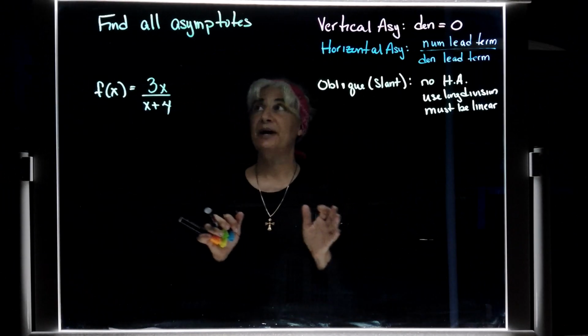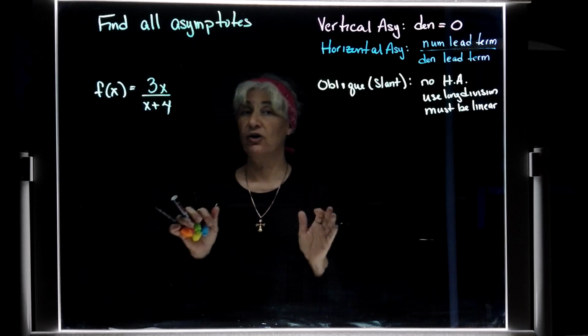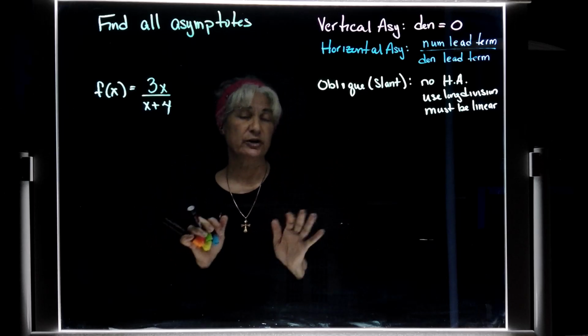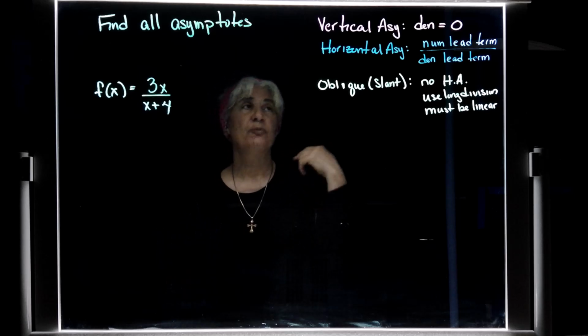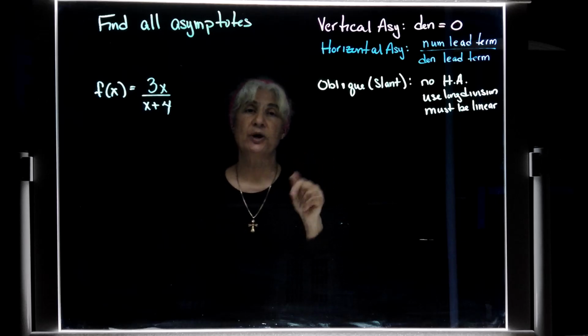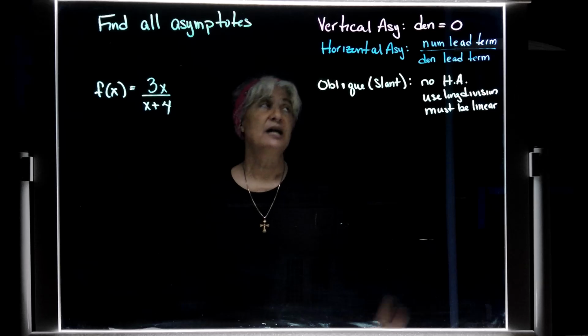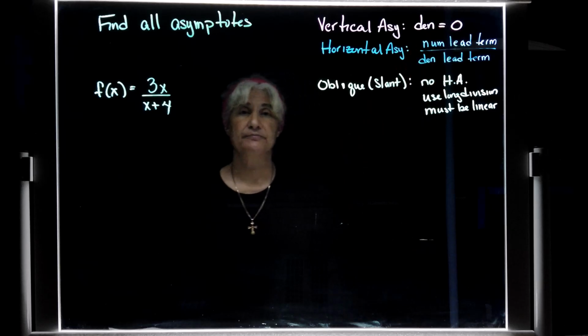So today we're going to talk about finding all asymptotes, any asymptotes. When they say all, they mean any. So very briefly, let's refresh our brains upon the three asymptotes that we look for. The very first one, the most important one we always search for, is the vertical asymptote. That's where your denominator equals 0.